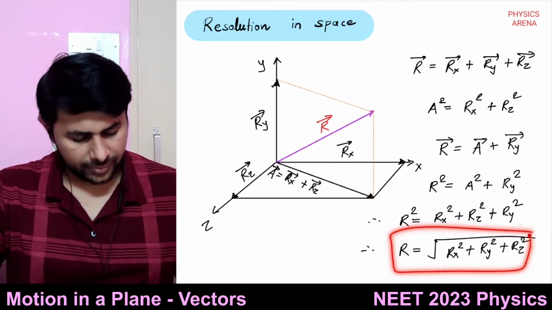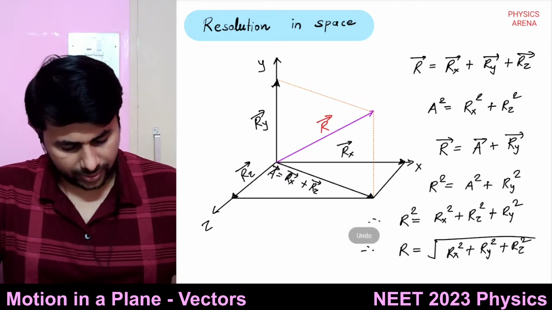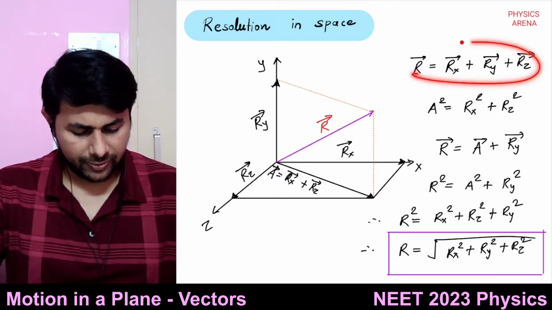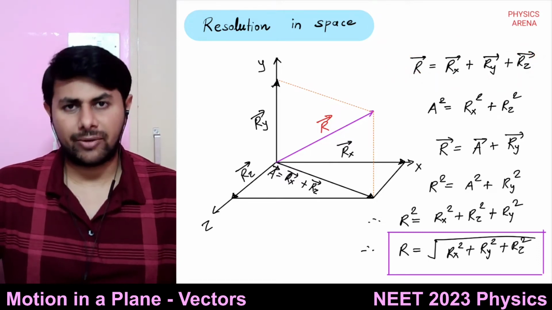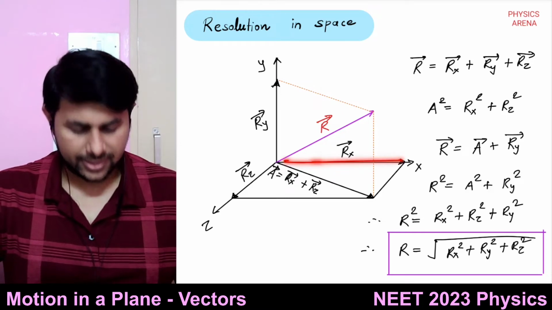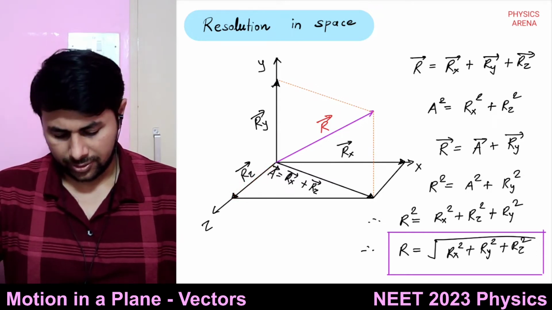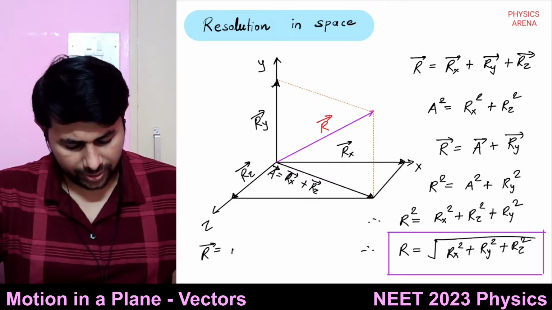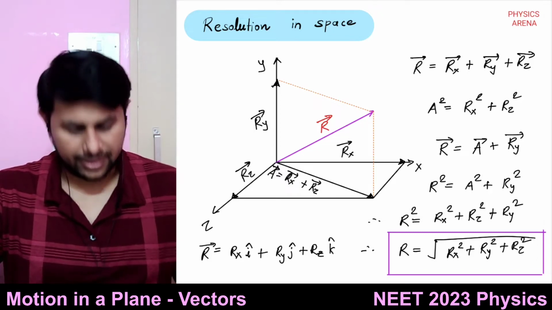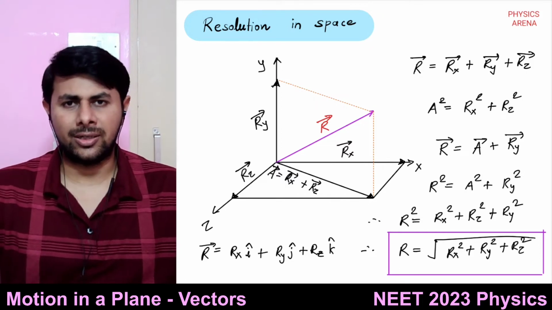Okay, this is clear. How do we get this magnitude? Similar to the previous case, Rx bar, Ry bar, Rz bar can be represented as the magnitude multiplied by a unit vector. Unit vector along x axis is i cap, along y axis it is known as j cap, and unit vector along z axis is known as k cap. So I can say that R bar is equal to Rx multiplied by i cap plus Ry multiplied by j cap plus Rz multiplied by k cap. So this is how we resolve a vector in three perpendicular components.